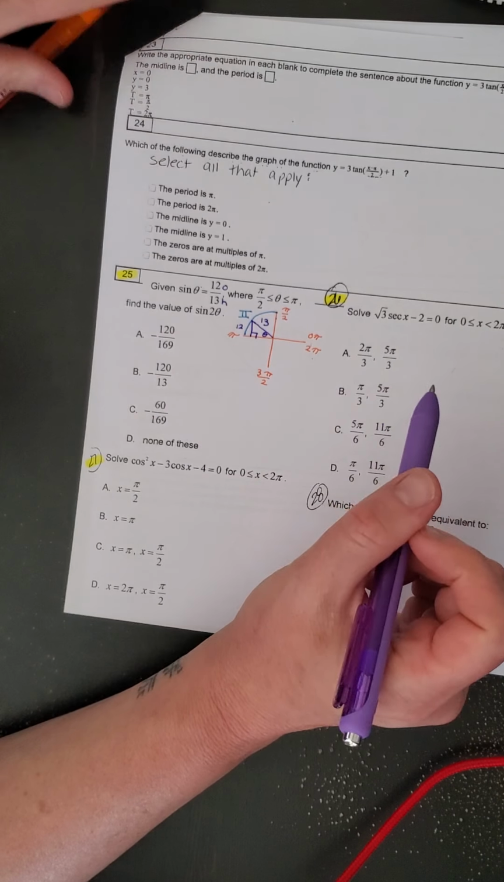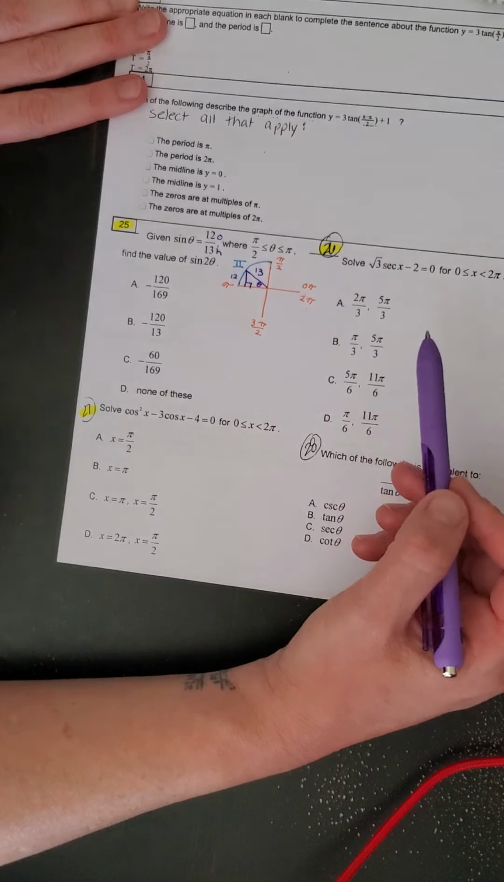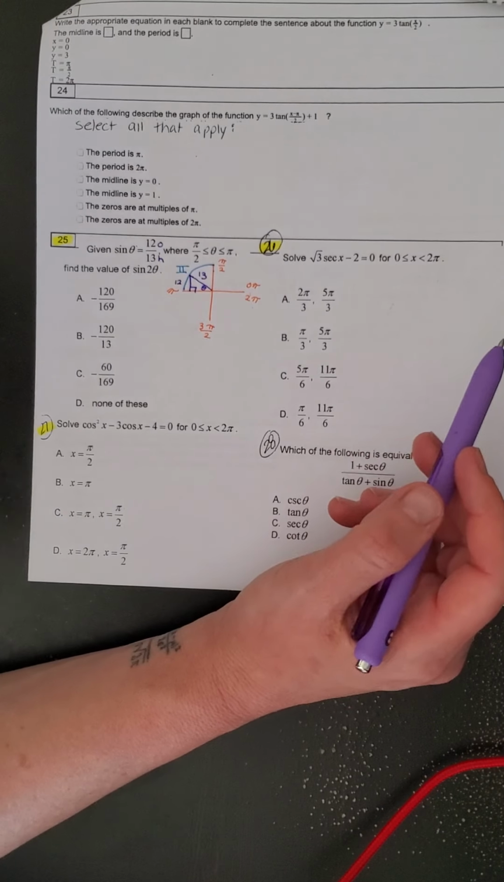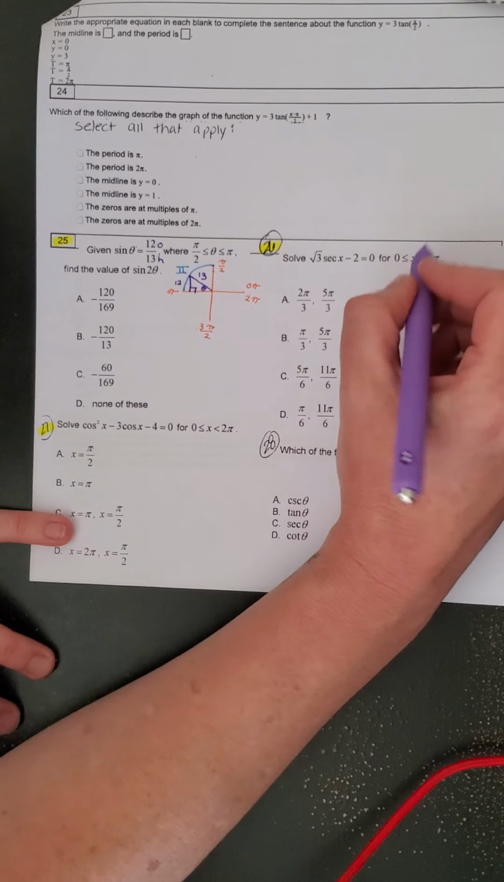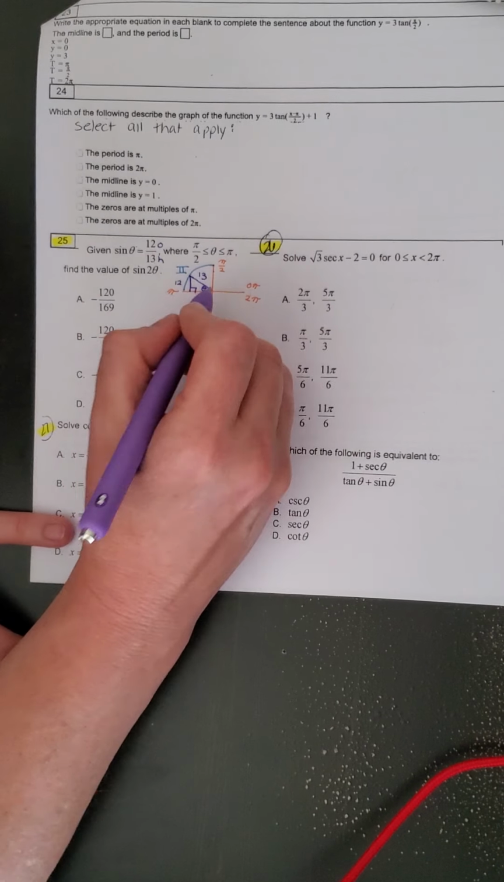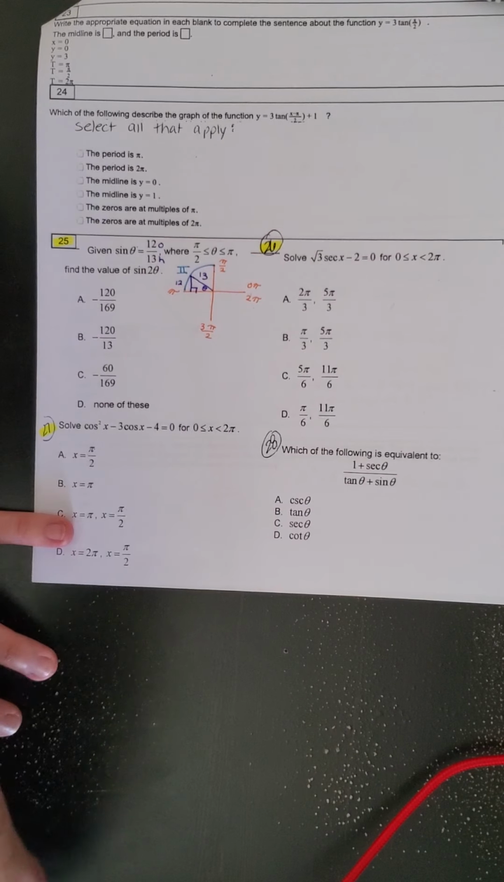All right, the next one, number 26. I want to make sure I'm not off the paper or off the camera, there we go. It says to solve square root 3 secant x minus 2 equals 0, for 0 is less than or equal to x is less than 2 pi. So that means, again, if I was looking at my unit circle, this is only on one rotation of the unit circle.